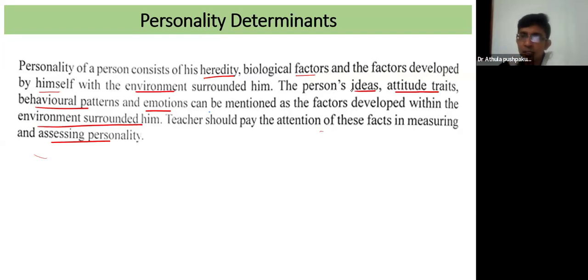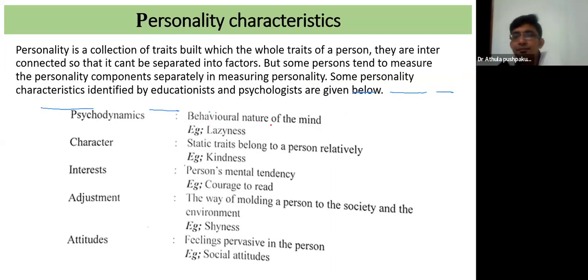Right, okay. Now, please underline this: ideas, attitudes, traits, behavioral pattern, and emotions.